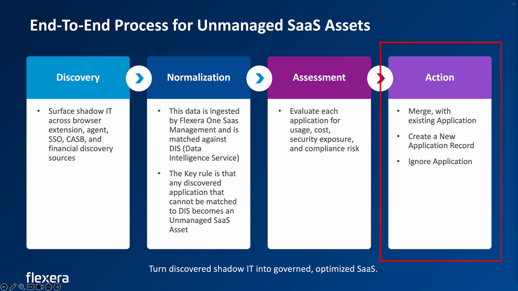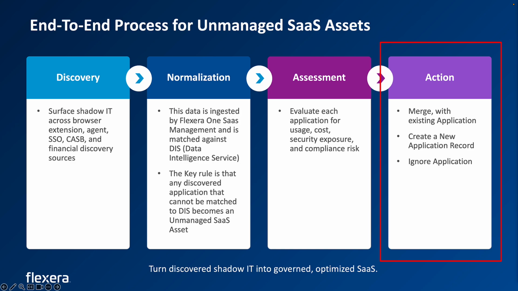Our next action is create a new application. Create a new application record can be DIS linked if available or a private catalog application. It's used when apps do not exist in the catalog or the application is internal, niche, or a custom SaaS application. This gives you the capability to expand your managed inventory beyond DIS.